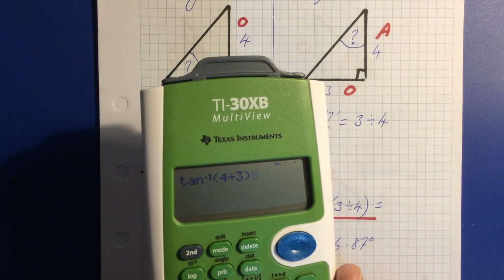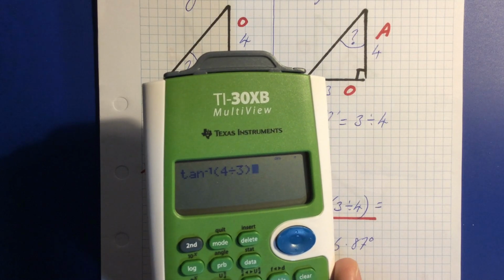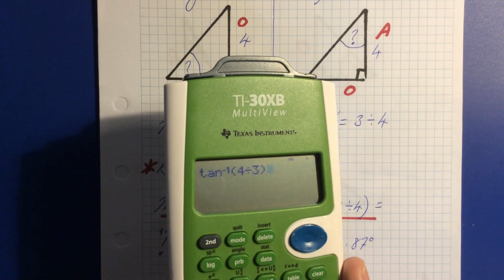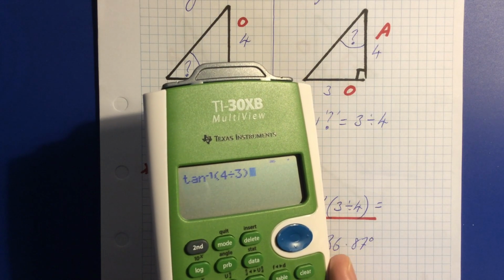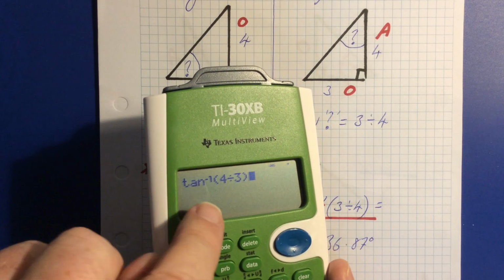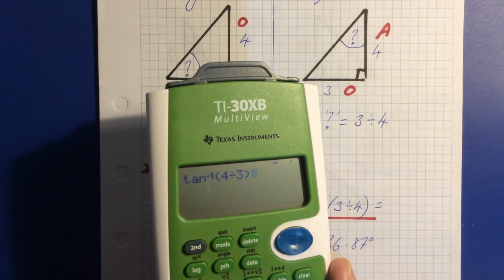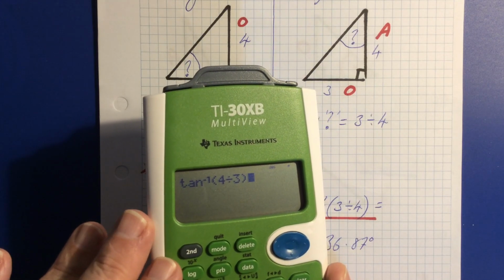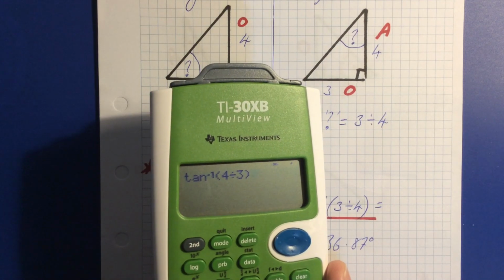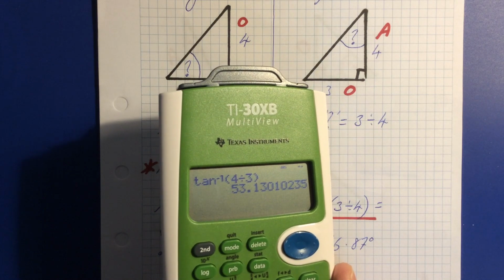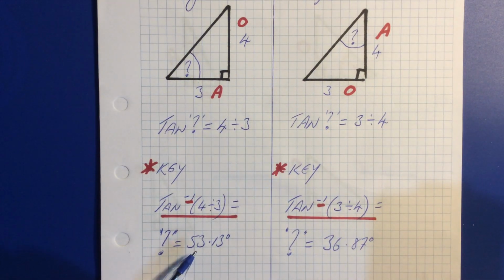I like to close the brackets, as it gives me a sense that if I have to push some other buttons, I'm not going to make a mistake. Anyway, the tangent of the angle that we're looking for is 4 divided by 3, and note we use tan negative 1, which is the second function. I think on other calculators it might be inverse, but on these it's second function. And there's our answer. It's 53.13 degrees. That's how we get that.